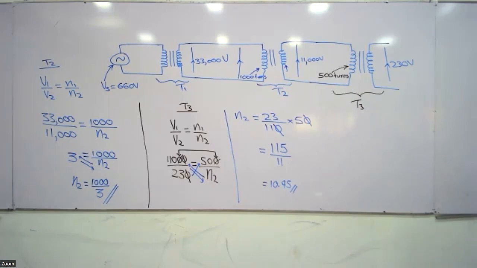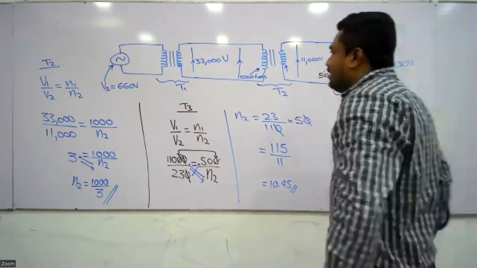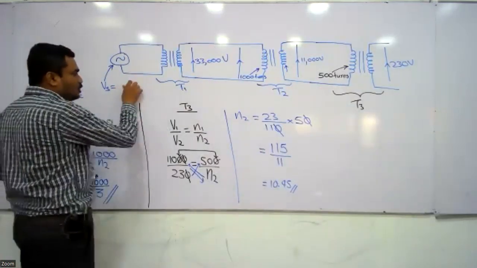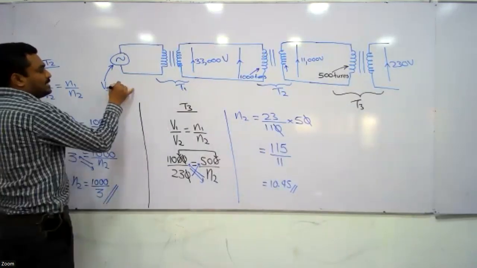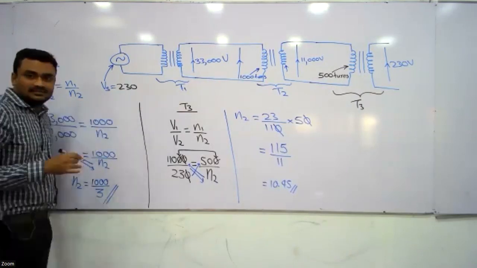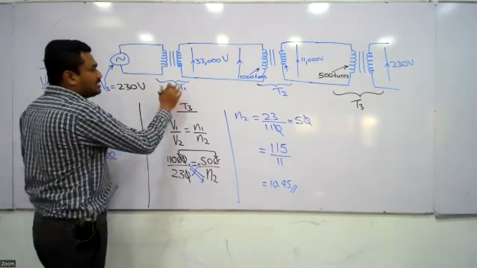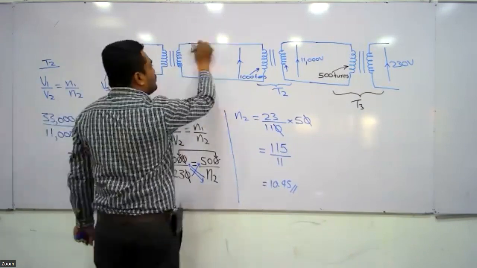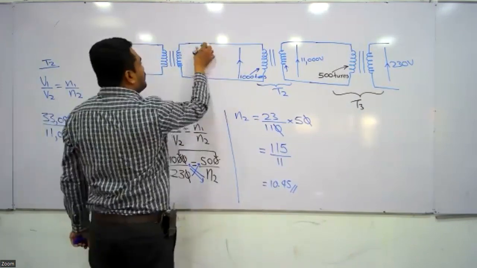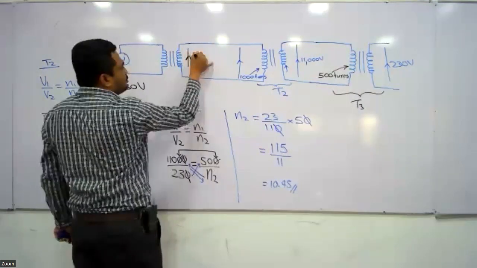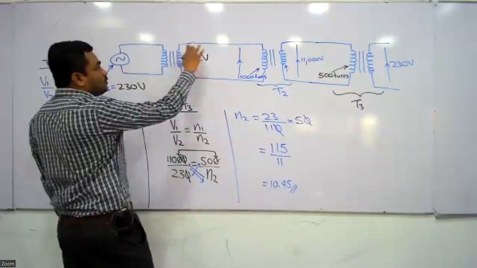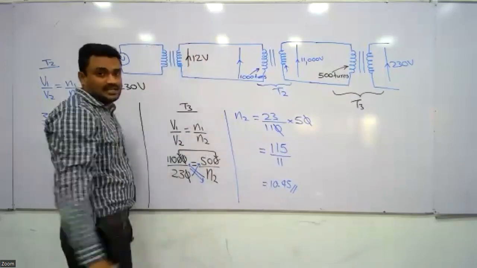Let's discuss one more example. In day-to-day life, we use transformers like this. Normally, house voltage supply is 230 volt. We use the transformer and reduce this voltage normally to 12 volt. These are all alternating voltages.